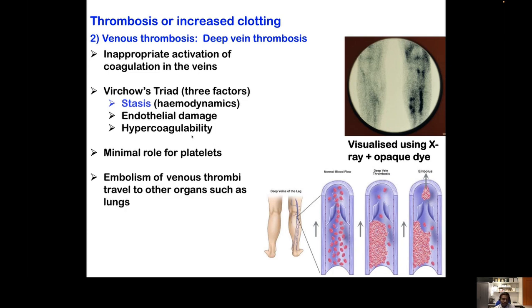There's a minimal role for platelets, as I said before, and the embolism can happen, which can pinch off the blood clot, and it will enter into the heart, and then it will be pumped back into the lungs, and it's a serious problem.